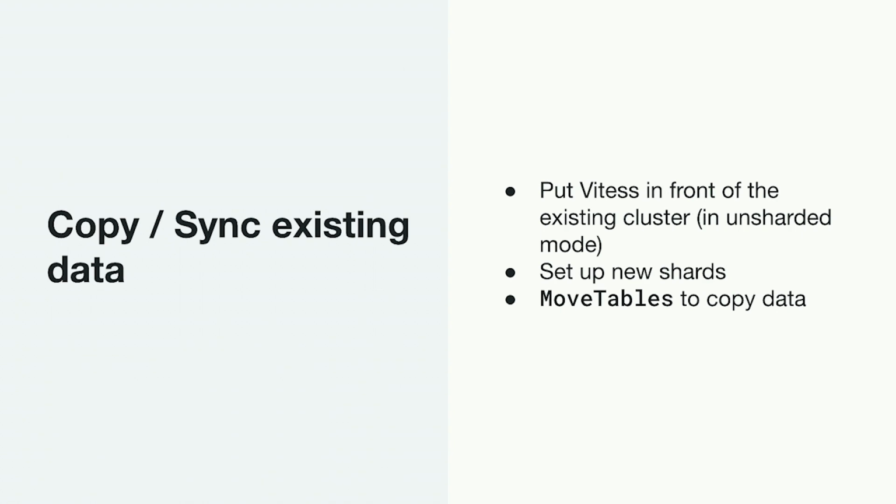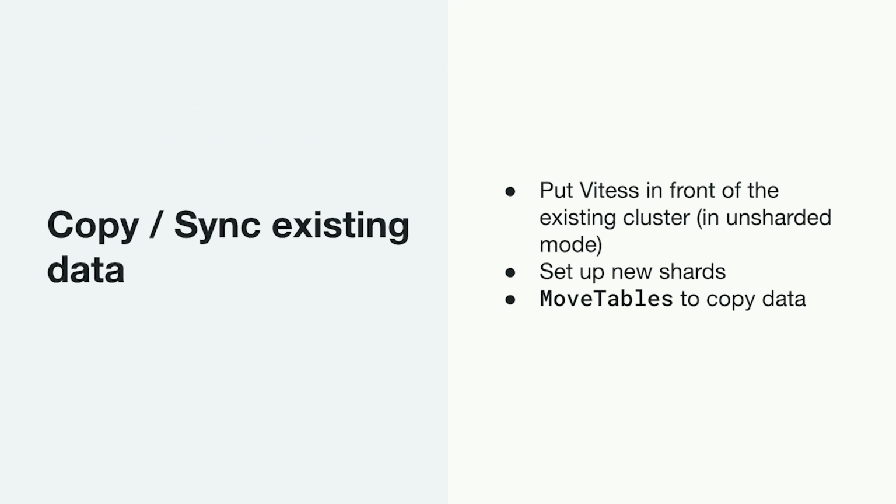Okay, so the next step, once we were sure that query performance was fine, was to copy and sync existing data from the existing cluster over into the new 16-shard cluster in Vitess. The way we did this is we put Vitess in front of the existing cluster, set up the new shards, and then used a Vitess command called MoveTables to copy the data from the old cluster into the new one. The way MoveTables works is it reads the binlog from MySQL and continuously copies data to your new cluster.